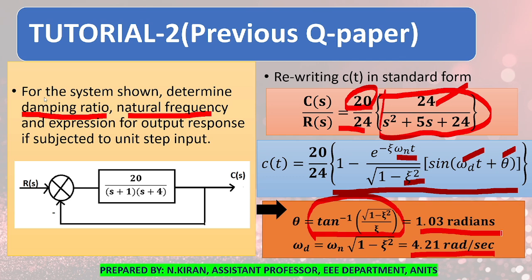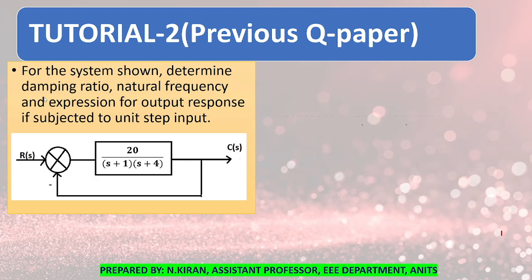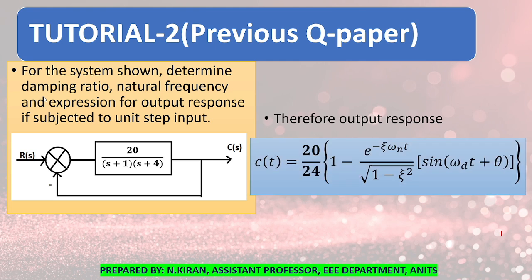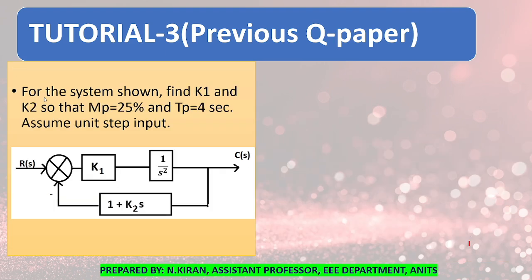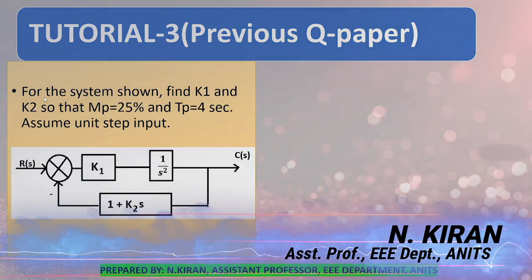So substituting all the values in the expression above, that will give me the output response as C of t is equal to 20 by 24 into 1 minus 1.16 e power minus 2.5 t sine 4.21 t plus 1.03. Moving forward to the third tutorial.